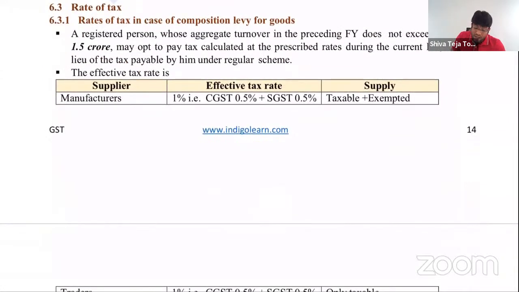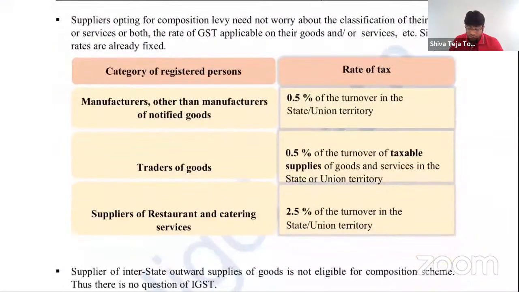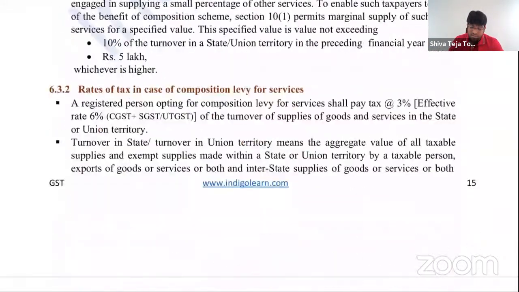And rate of tax: manufacturer 0.5 plus 0.5 of entire turnover. Trader 0.5 plus 0.5 of only taxable turnover. Restaurant 2.5 plus 2.5. Service provider 3% plus 3%. That concept you have to definitely keep in mind. Getting clarity, everybody?